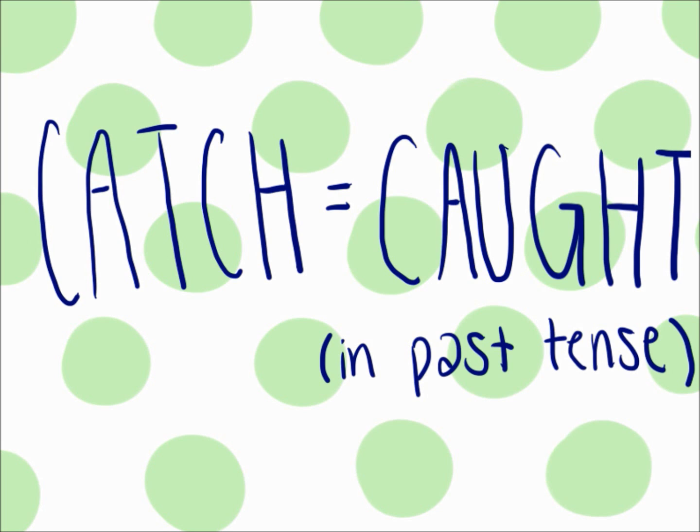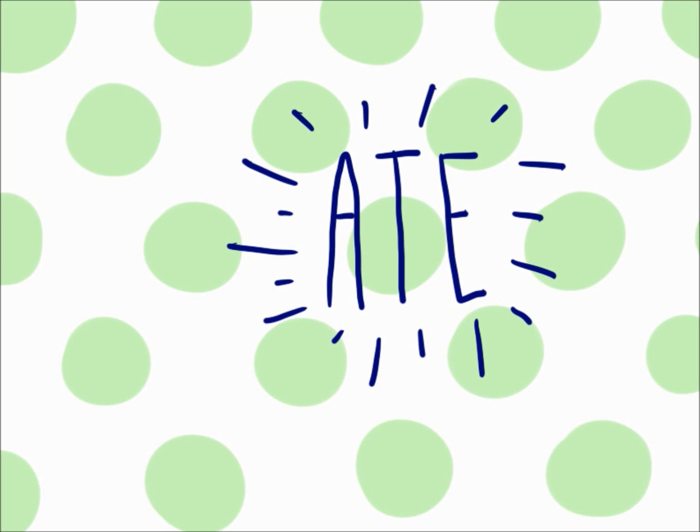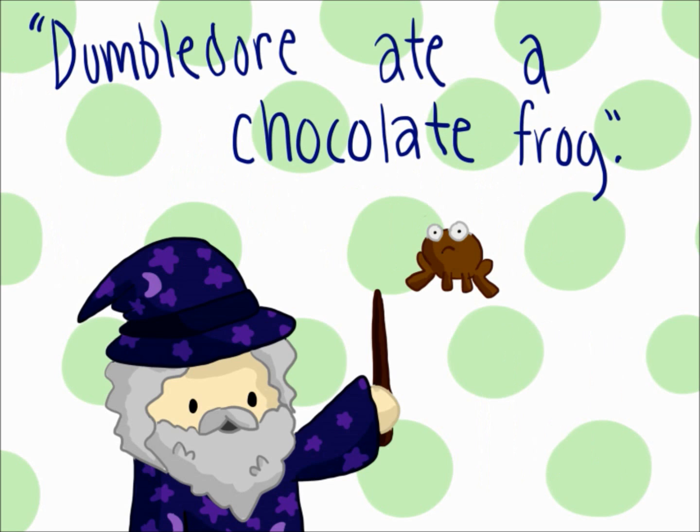First, take an infinitive, "to eat." Then take away the "to" and transform it into its past tense. Eat is irregular, so we cannot add an "ed" ending to the end. The past tense of eat is "ate." Add I or a noun or pronoun to the beginning of the verb. Dumbledore ate. Then add a direct object to the end of the sentence. Dumbledore ate a chocolate frog.